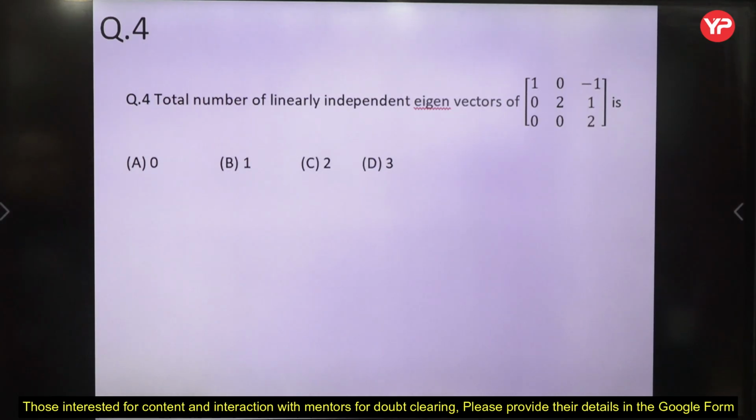Now tell me the total number of linearly independent eigenvectors of this matrix. Total number of linearly independent eigenvectors of this matrix. So think about it, how do you compute the total number of linearly independent eigenvectors?